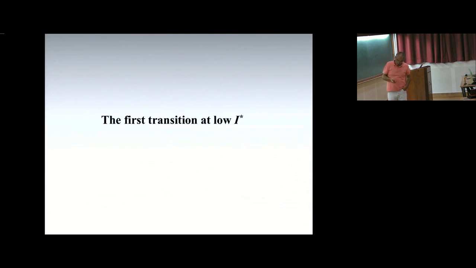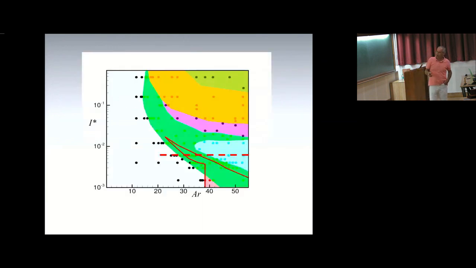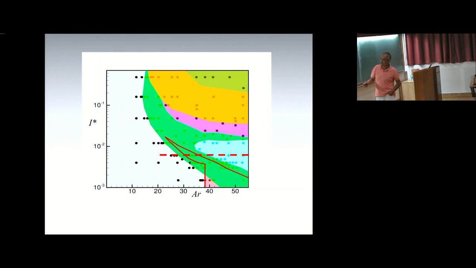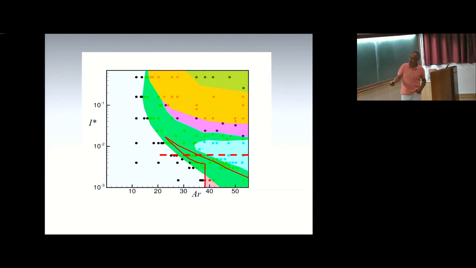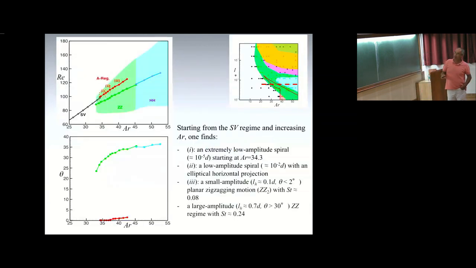Okay, so that was the story of the styles of fall or rise. But what is particularly interesting is what happens for low disk inertia, which I'm going to comment on in a little bit more detail. So I will now concentrate on this region where the relative inertia of the disk is low, and especially I will follow this dotted line here and see what happens when the Archimedes number increases. So here is what happens.